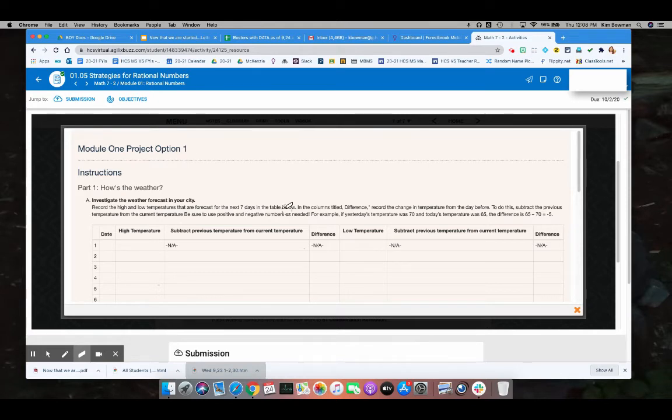Okay. And you've got your table here. I don't know that you can print this out. I guess you could. You could also easily draw it or create your own using a Google Sheet.